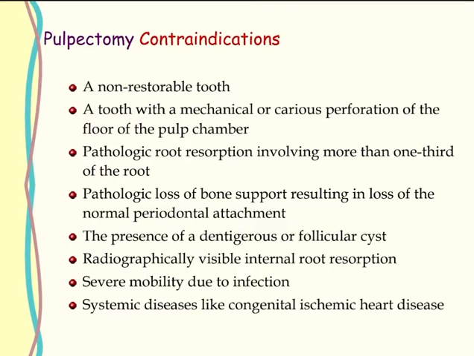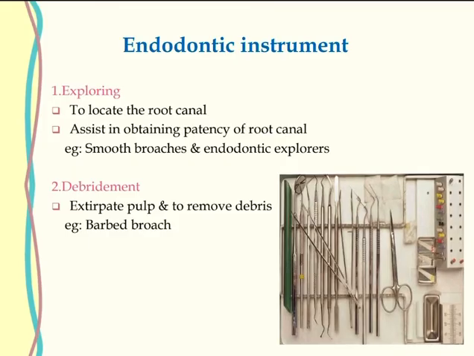I told you, if you want to do a pulpectomy in a primary tooth, at least 2/3 of the root should be present. If the resorption is more than 1/3, automatically the remaining root becomes less than 2/3, so it is not indicated for pulpectomy. When there is excessive loss of bone support, presence of a cyst, severe mobility, or the patient is medically compromised, like with congenital ischemic or renal problems, it is better to not do a pulpectomy and go for extraction.